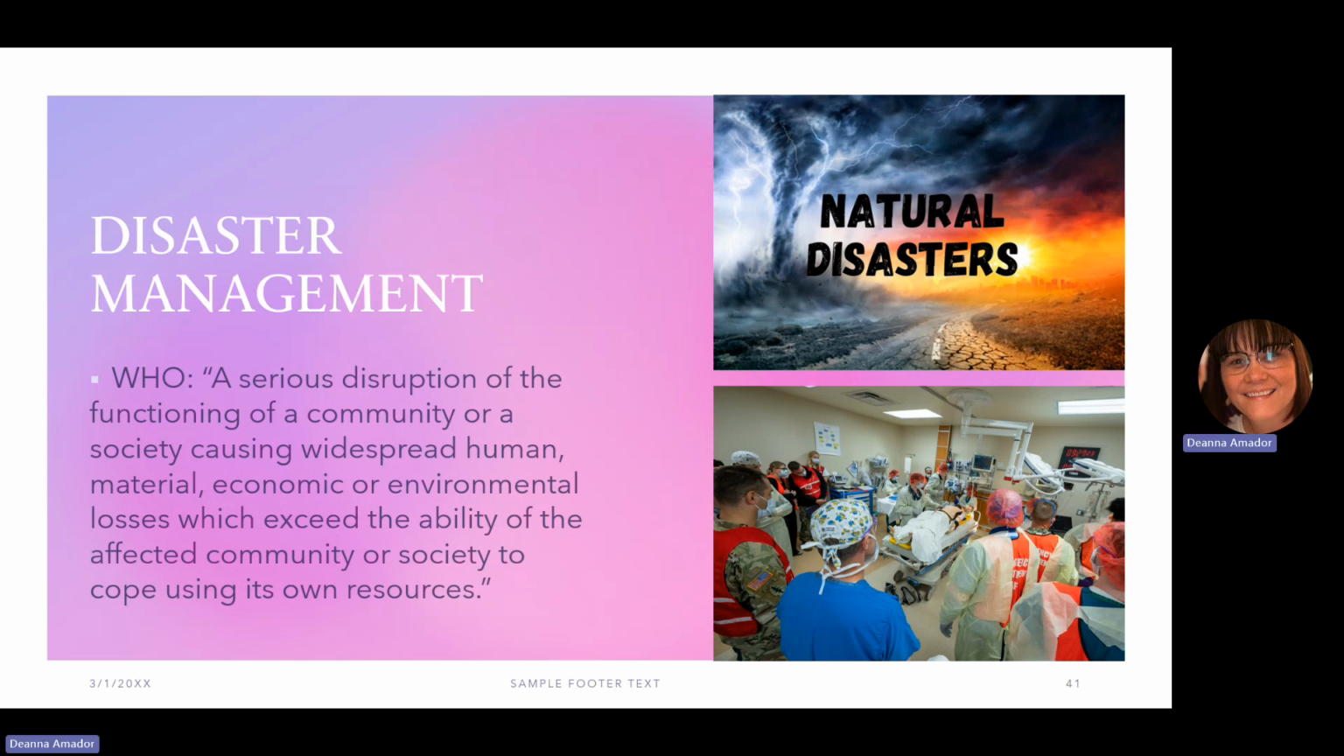Okay, disaster management. So now we're going into the disaster. So disaster management, it says, per the WHO, a serious disruption of functioning of a community or a society causing widespread human, material, economic, or environmental losses which exceed the ability of the affected community or society to cope using its own resources.